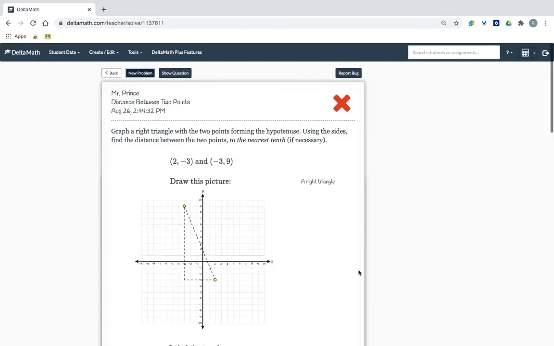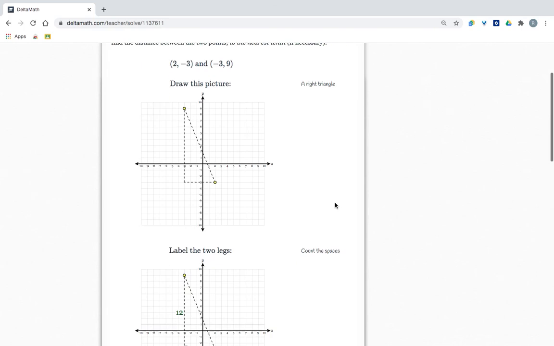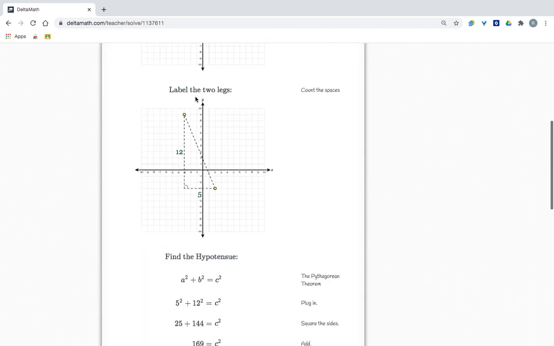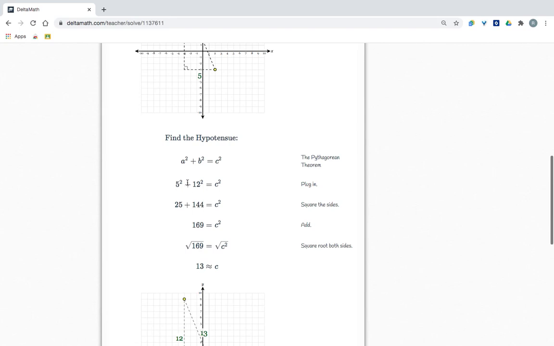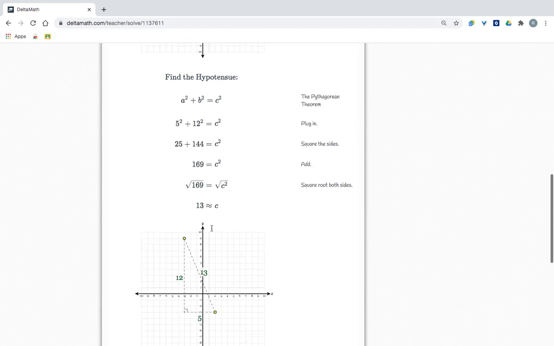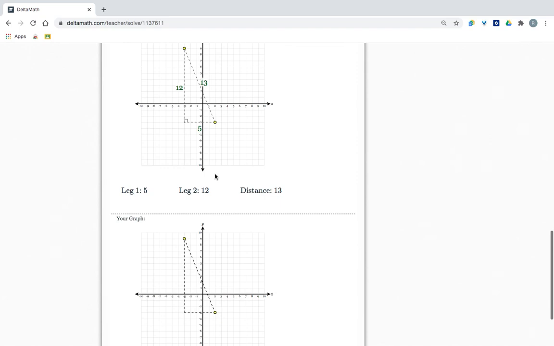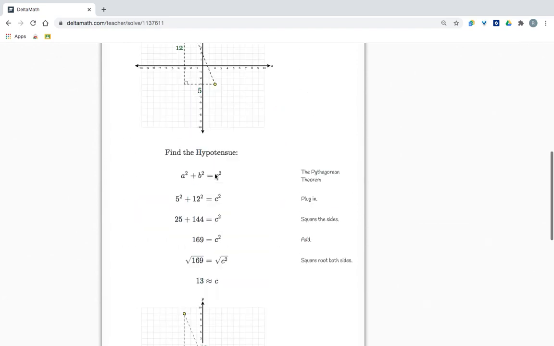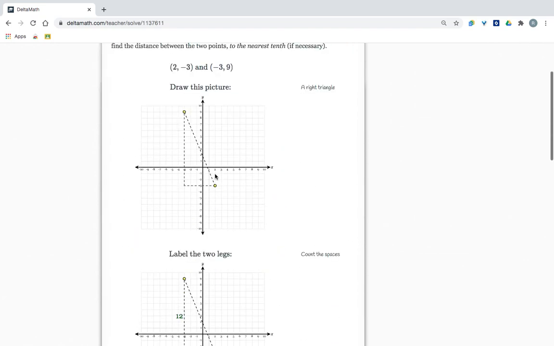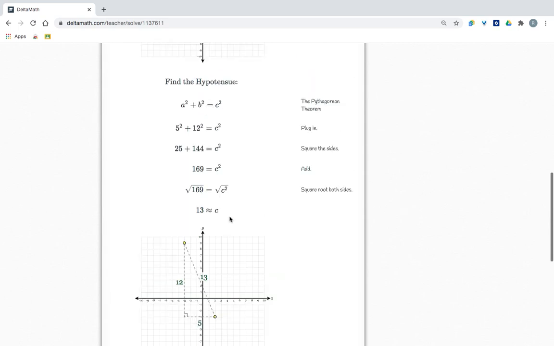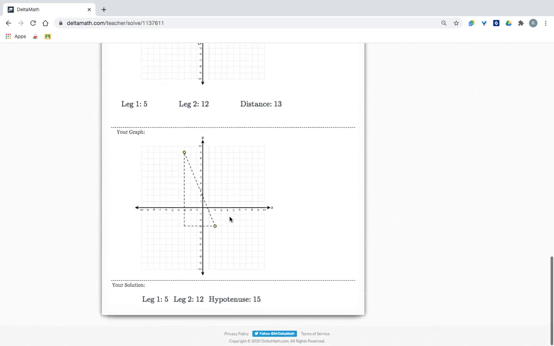Here's what happens. It's going to tell me it's wrong. Okay, I've got the picture. And then it shows me, if I label the legs, what the correct answer should be. So I've got 12 and a 5. It's going to show me 5 squared plus 12 squared equals c squared. It shows me the math, and it's going to show me that that would be 13. If you take the square root of 169, you get 13. So even though I got it wrong, I'm getting valuable information because it's showing me how I should have worked the problem. That's why I like Delta Math. That's why we're going to use Delta Math a lot.